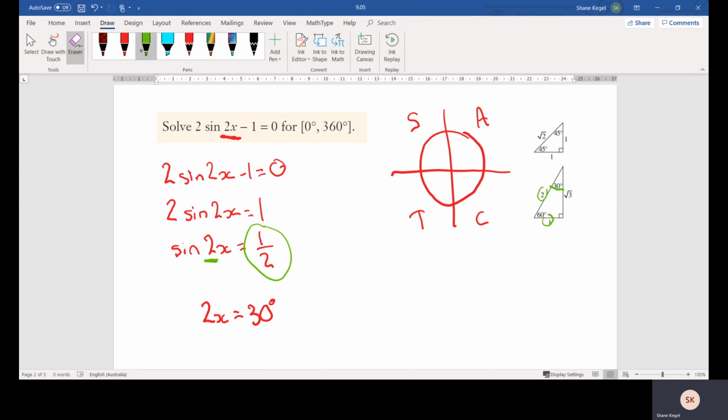So sine here is a positive value. So sine exists in the first and second quadrants when it's positive. So this is the first time around our unit circle, where we'll have theta. So it could be 30 degrees or it could be 180 take theta. So 180 take 30 degrees.